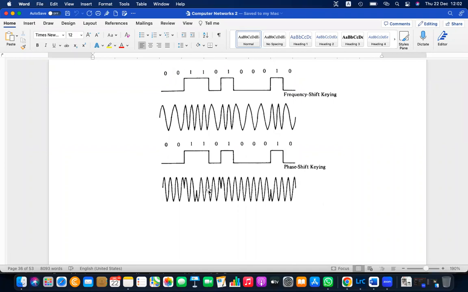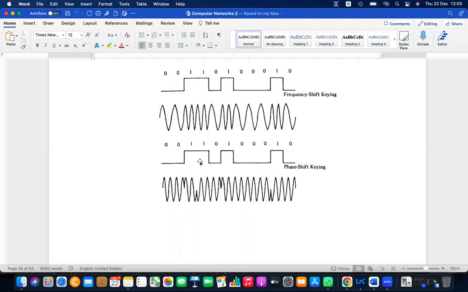PSK is just changing the direction. You can see here a raising edge. When there's a raising edge, the direction is changed. Right? When it meets 1, the direction is changed. Again 1, the direction is changed. 0, the direction is not changed. 1, again the direction is changed. Then you can see 0, the direction is as it is. When it gets 1, the direction changes.